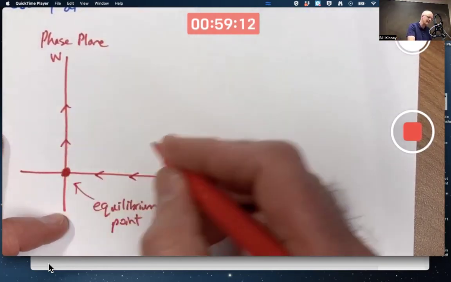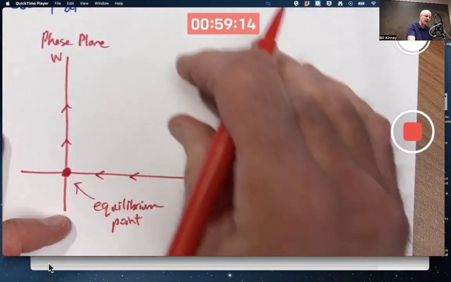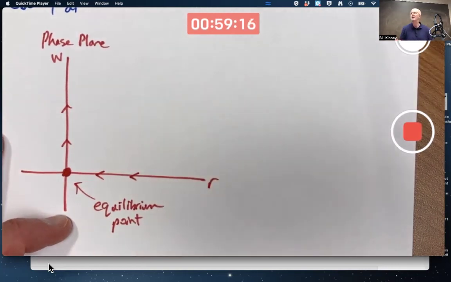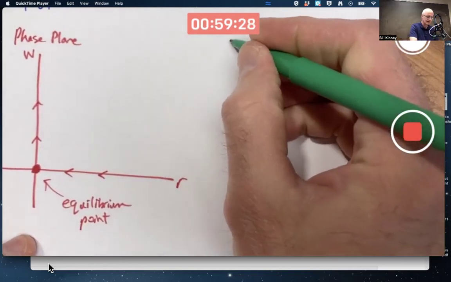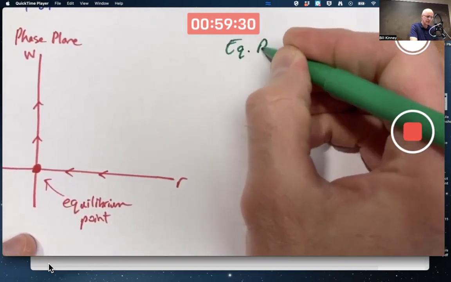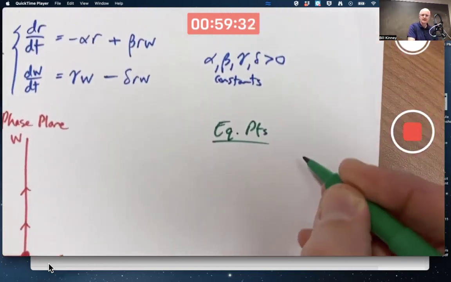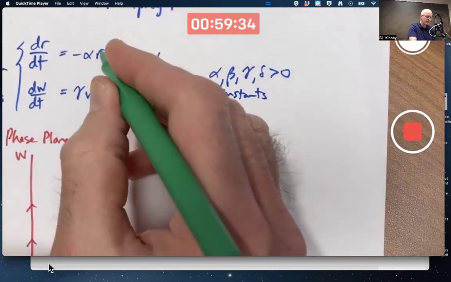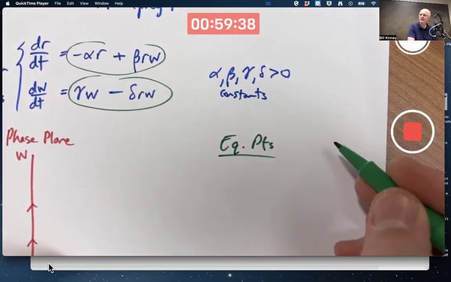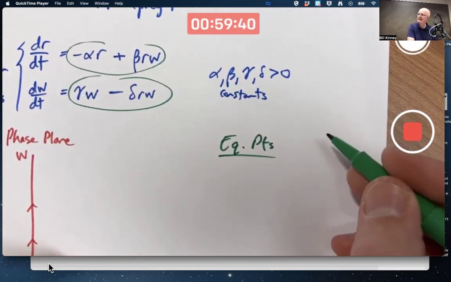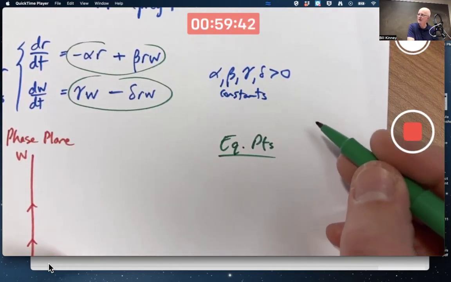What about the case we're most interested in? Both R and W are positive. There are robins, there are worms. Are there any other equilibrium points? Yes, there is. To find the equilibrium points, take both right-hand sides, set them both equal to 0, and solve the simultaneous system of algebra equations.